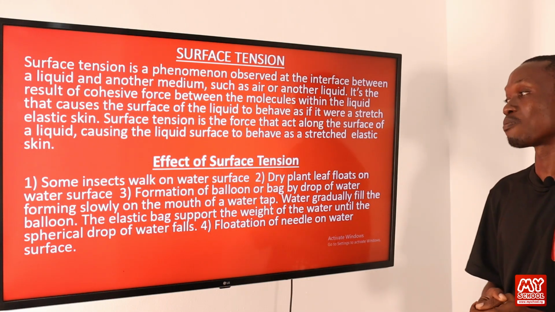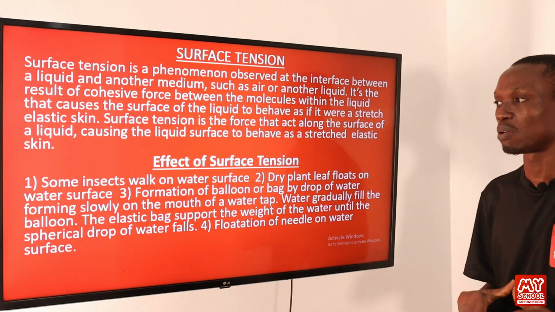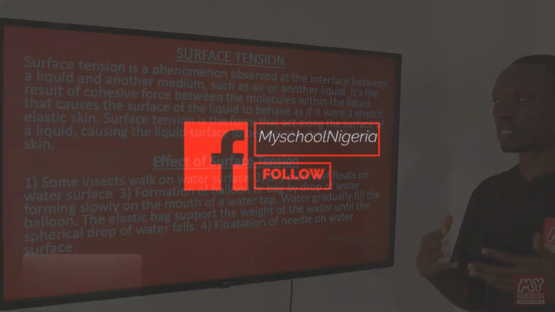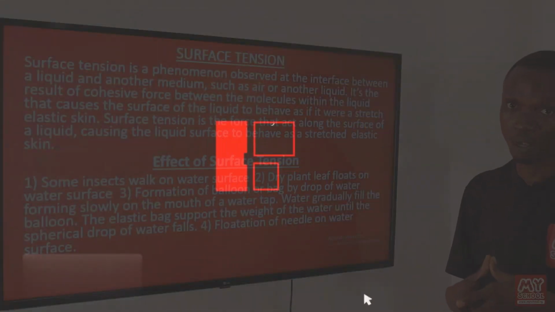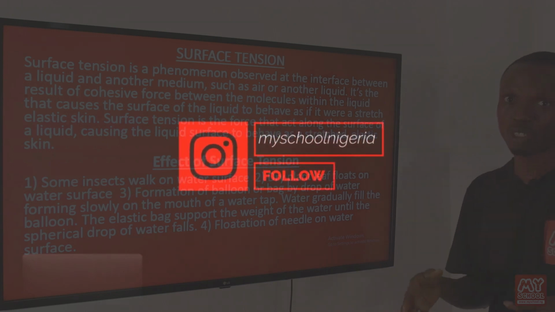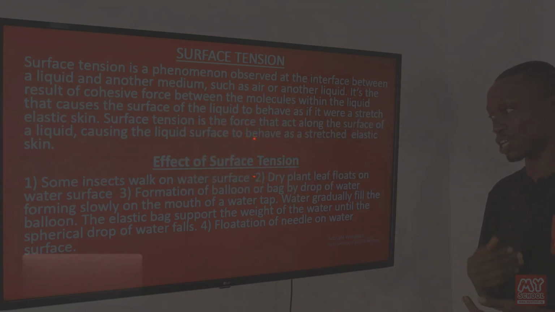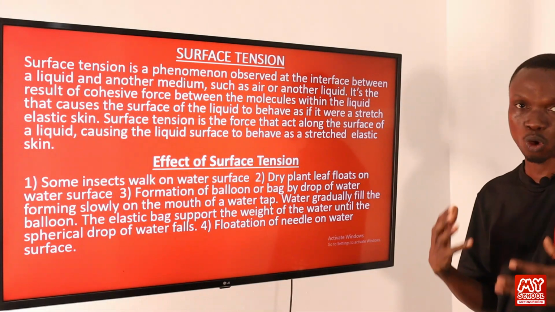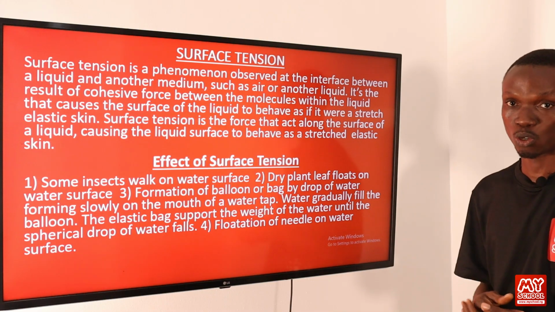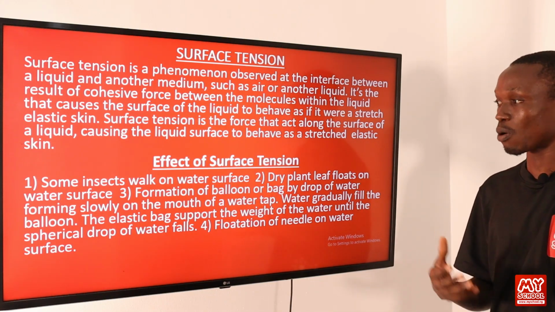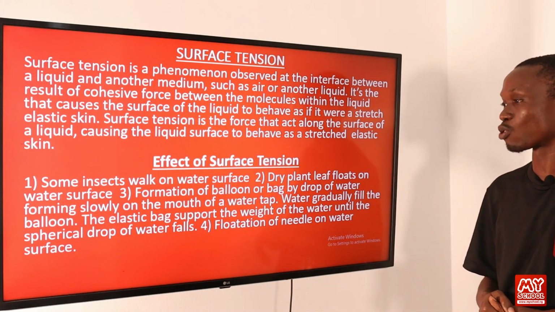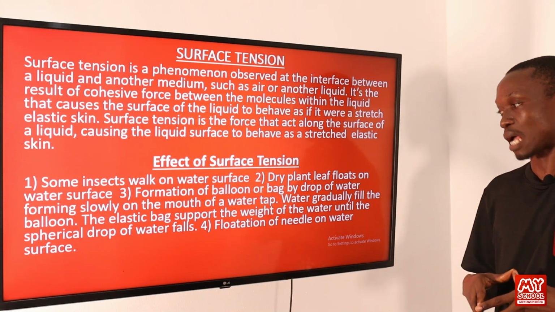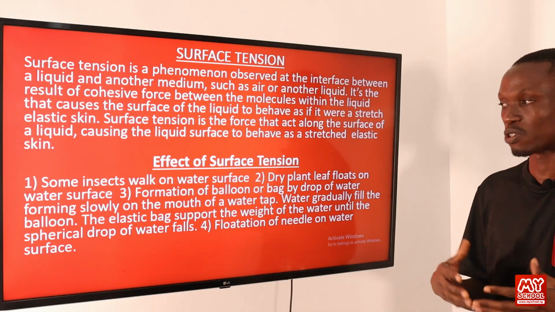Let's examine some of the effects of surface tension. One of them is that some insects walk on water surface. Okay, so some insects are able to walk on water surface without their legs penetrating the water because of surface tension. Then number two, dry plant leaves float on water surface, and this is also a result of surface tension. Then number three, the formation of a balloon or bag by a drop of water forming slowly at the mouth of a water tap is also a result of surface tension.